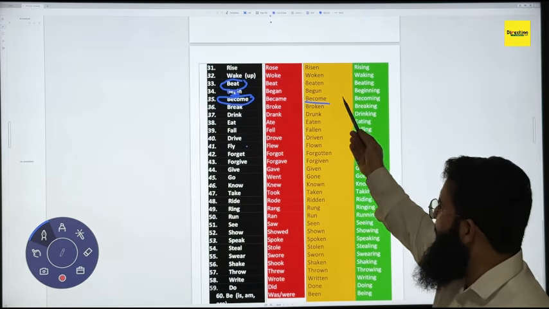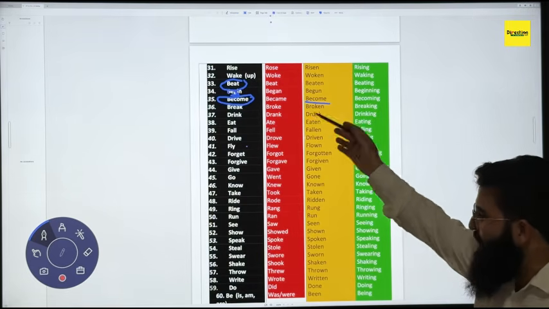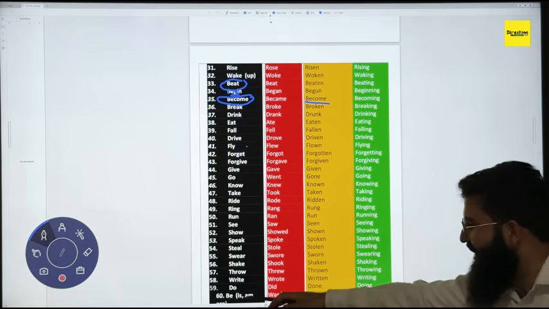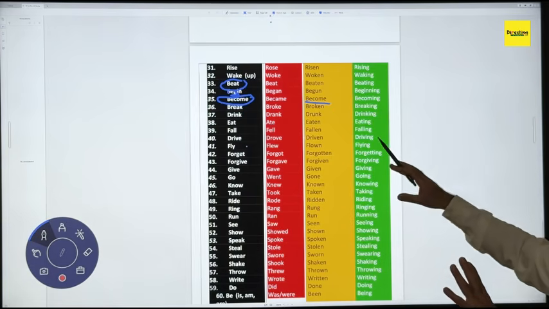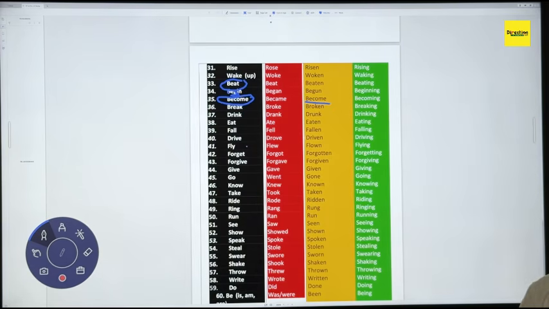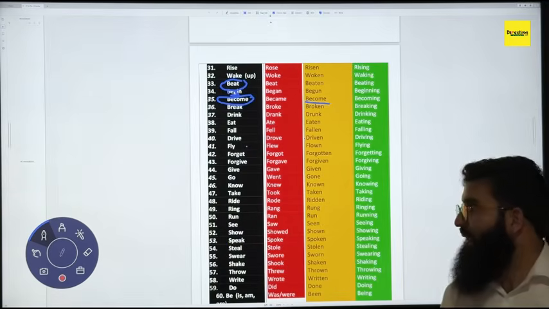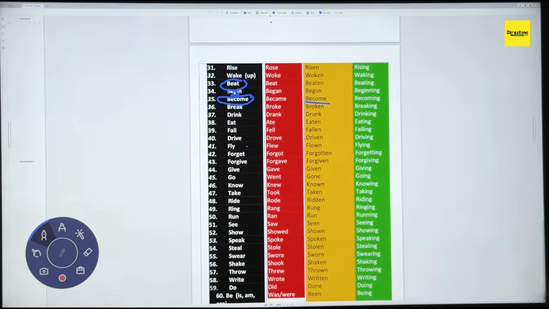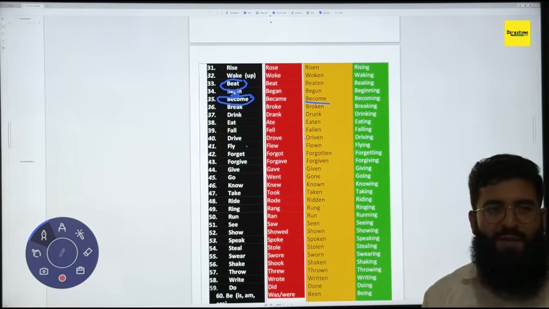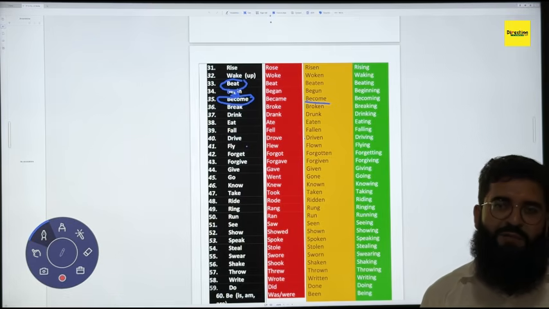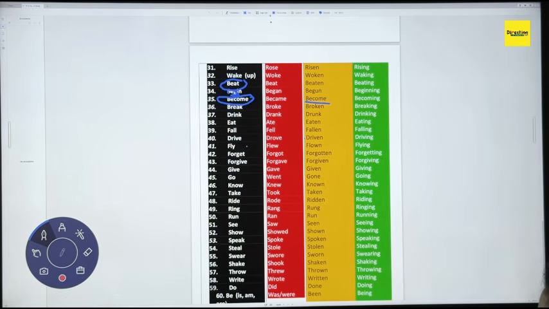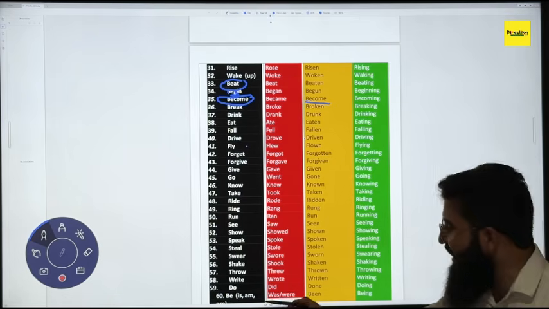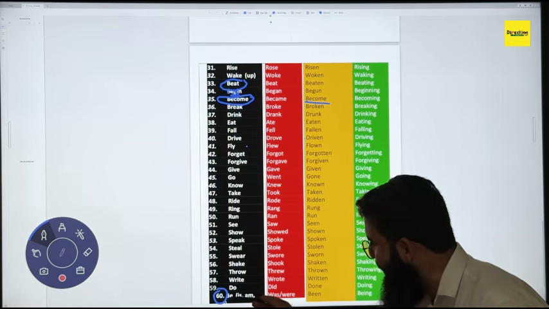Drink, drank, drunk, drinking. At least you should go through all these 59 verbs, 60 almost, and these are the basics. Then you can practice the tenses and active, passive, and other things. And one most tricky question which can come, which obviously I have seen in some of the KSIS exam papers, is the 60th. The last one is be.